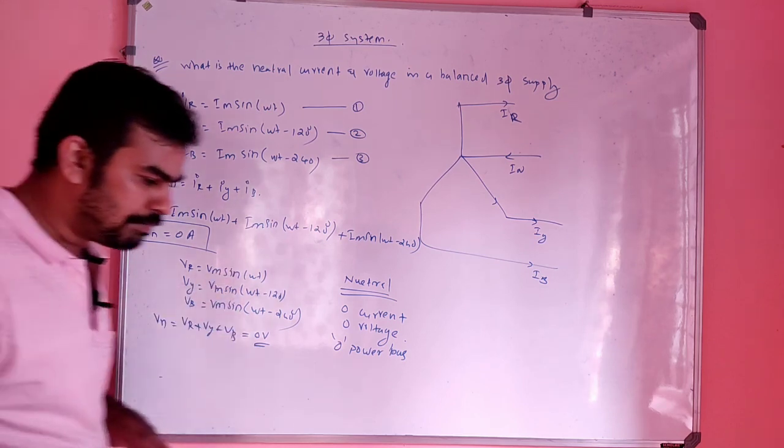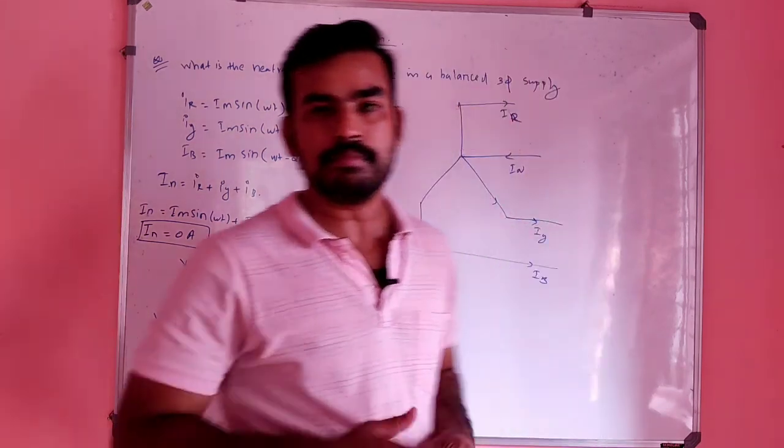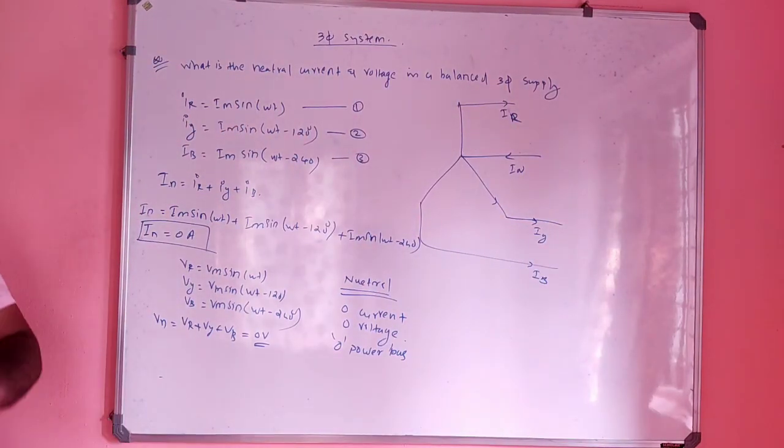So in a balanced 3-phase supply, the current in the neutral conductor is 0. The voltage in the neutral conductor is 0. Simple.